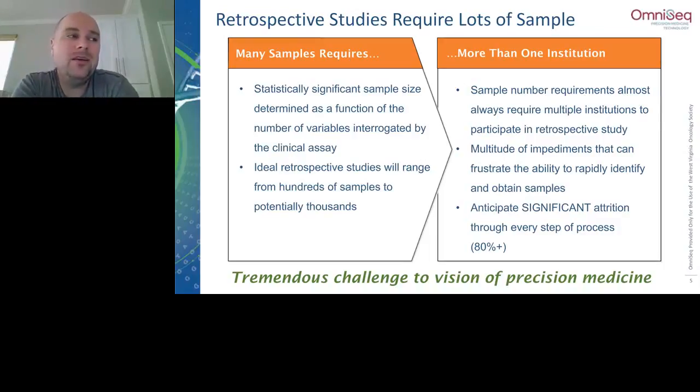And that's not only within a single institution, but as you look across multiple institutions, you can expect anywhere from 80% plus attrition from the number of samples that are initially identified down to the actual number of samples that qualify for the study that you're looking to conduct. And so that in and of itself creates a significant challenge to getting these types of studies done, and then by extension actually producing new innovations in the field of precision medicine.